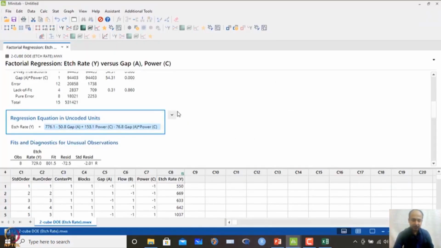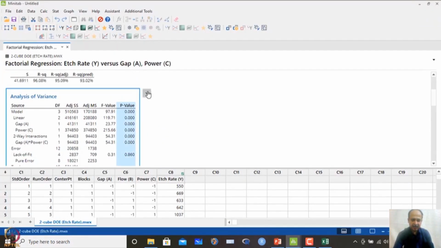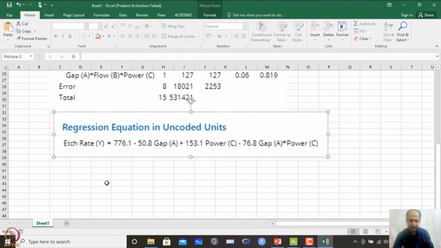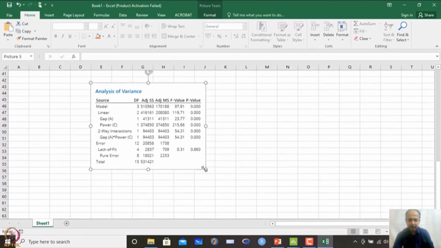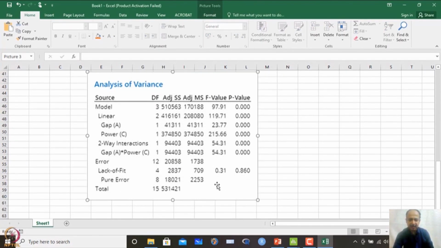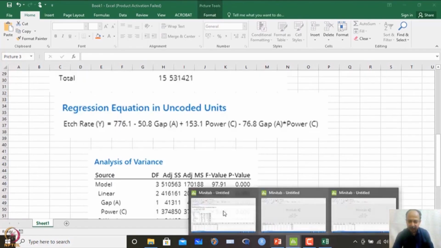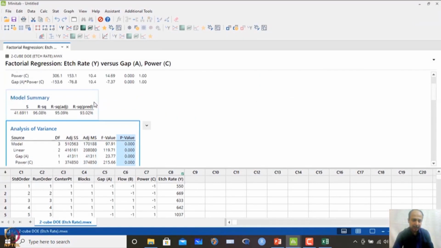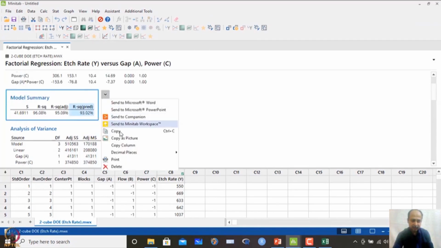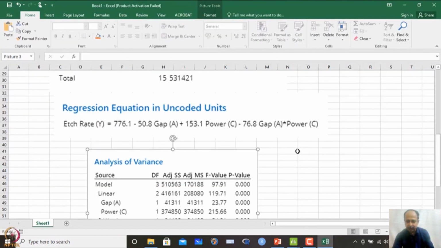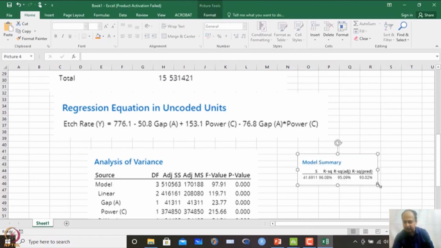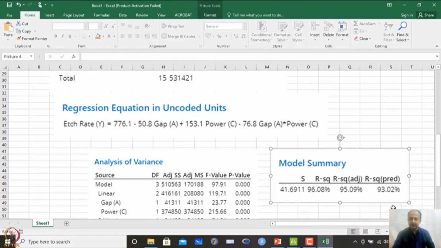Okay, so this is clear from this analysis what we have done, after we have done a reduced model. So in this case we can just place it over here and enlarge this one, and the model seems to be satisfactory because lack of fit shows 0.860, there is no lack of fit. So this model seems to be adequate, and also we can check the R square value of this model. R square predicted value is around 93% what we are seeing over here. So I can copy this from here and paste it over here, and enhance this one so that it is visible to you. So this is 93.02, which is very good.